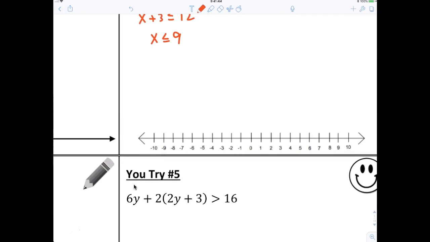Solid or open? Solid. Going which direction? Left. You got it. Interval notation: -infinity, comma, 9. You're perfect.